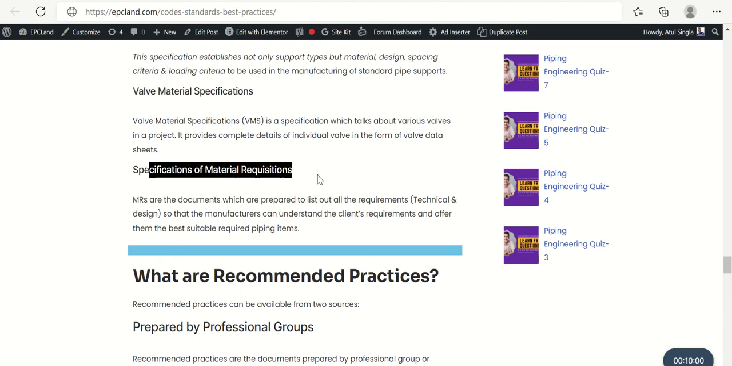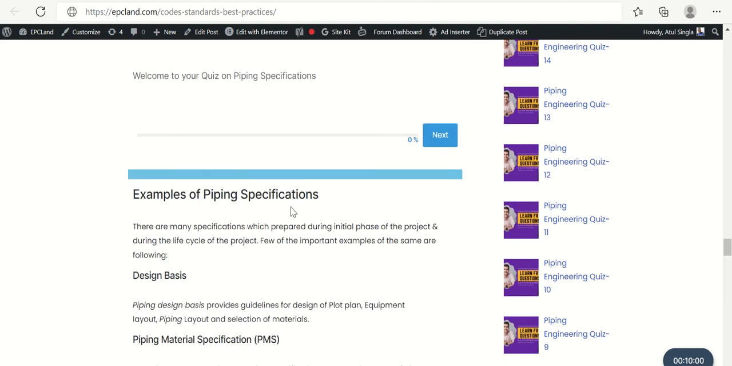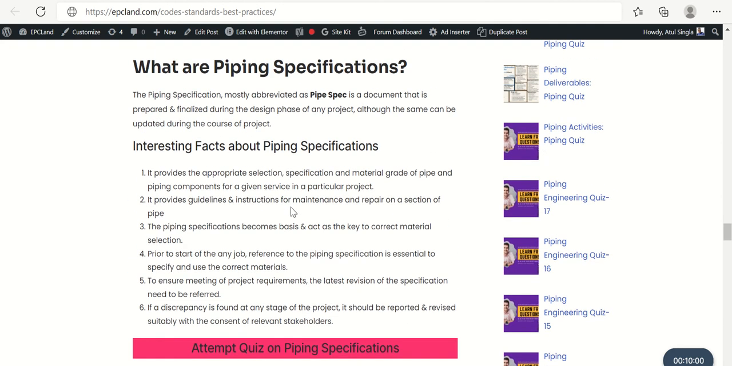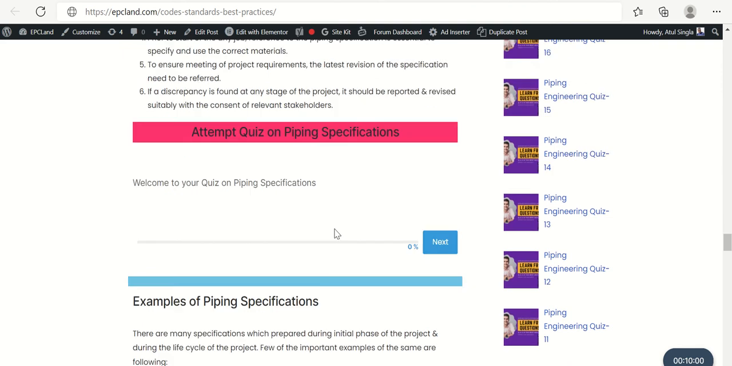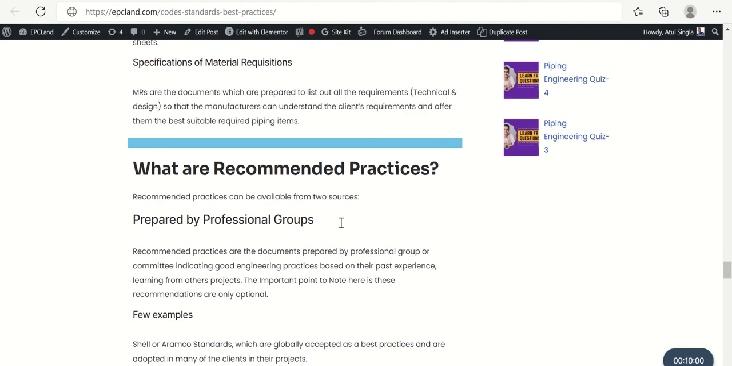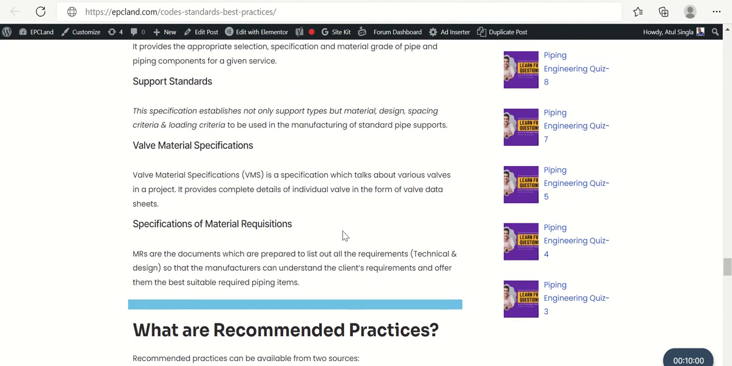Then specification of material requisition, all the MRs which we prepare in the beginning so that we can communicate with the vendors what kind of requirements are there in the project, and vendors can also understand what we are looking for, right? So all these requirements are listed in these specifications, which are prepared at the initial stage of the project, that is, the design phase of any project, right? Only then can we plan our project and execute a few of the activities.